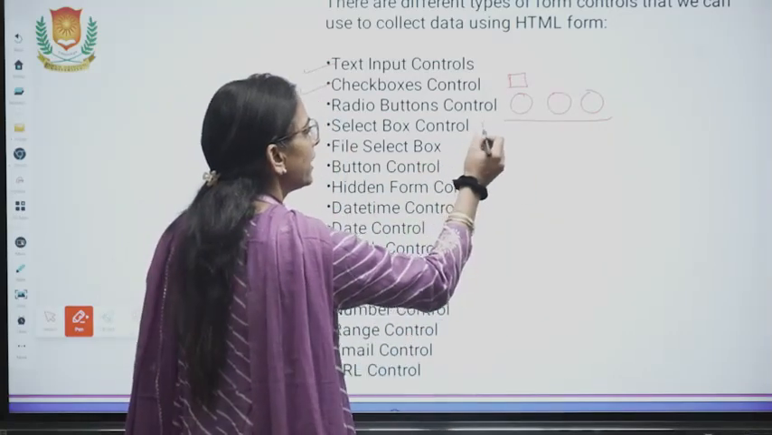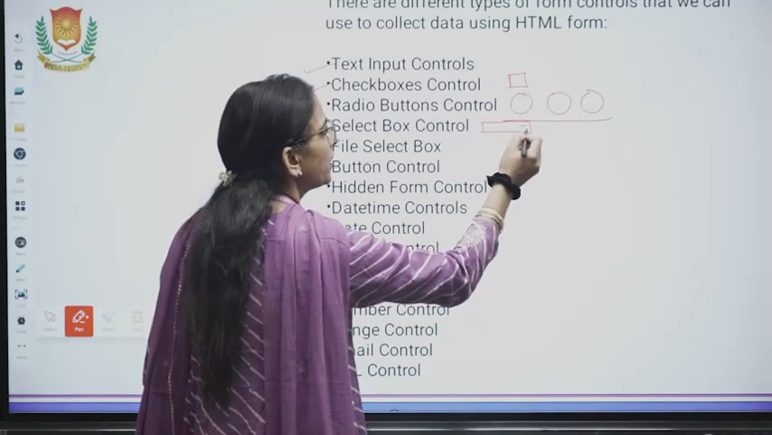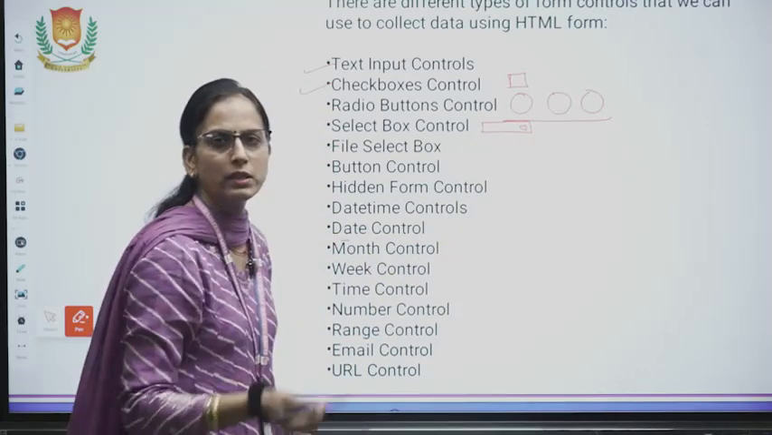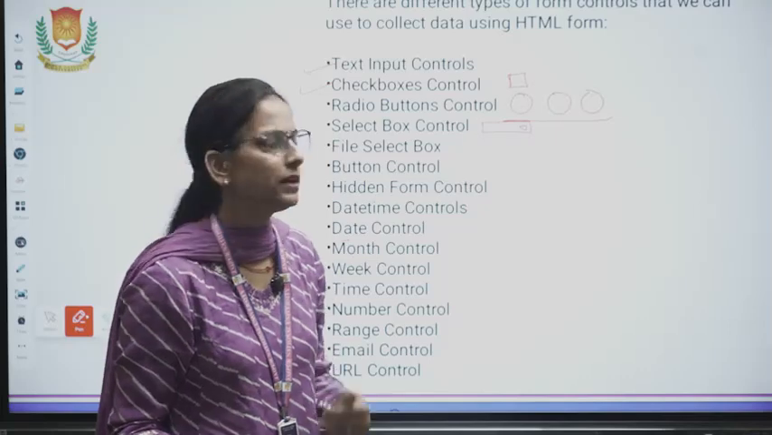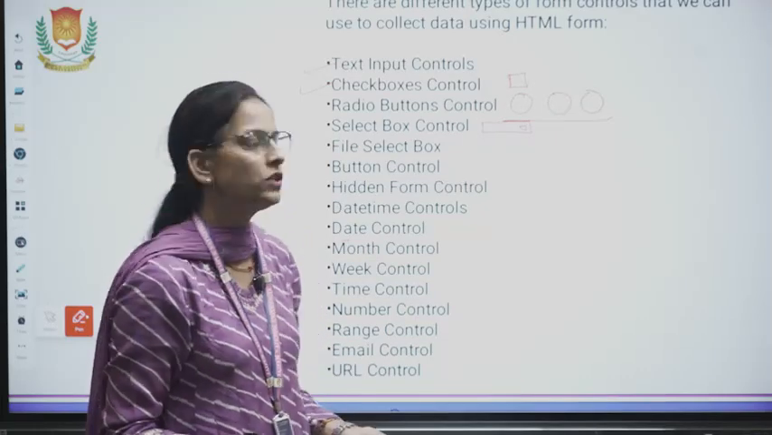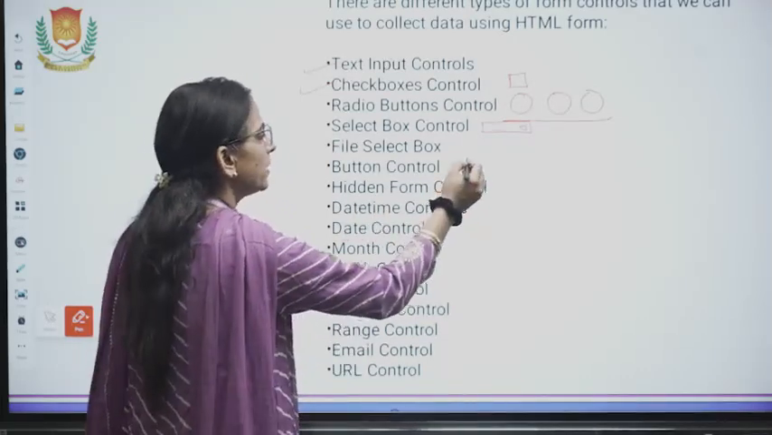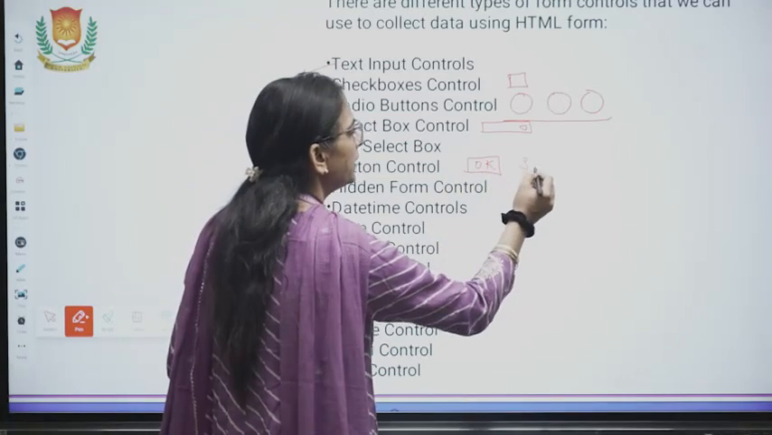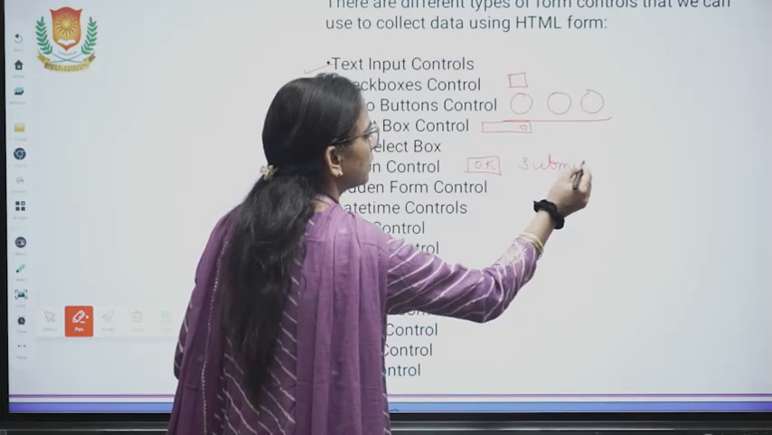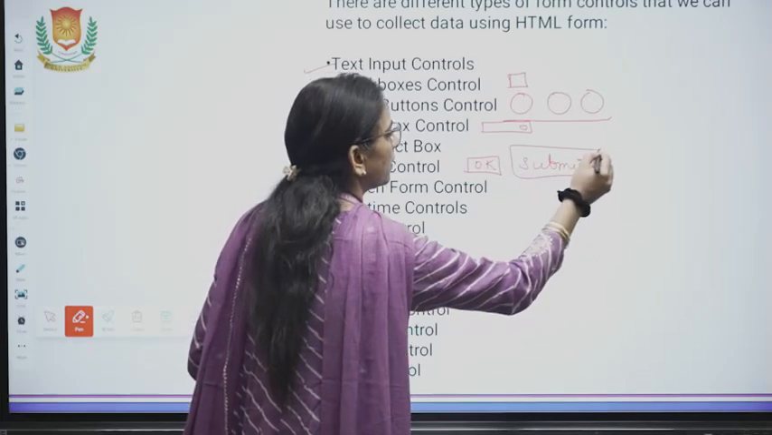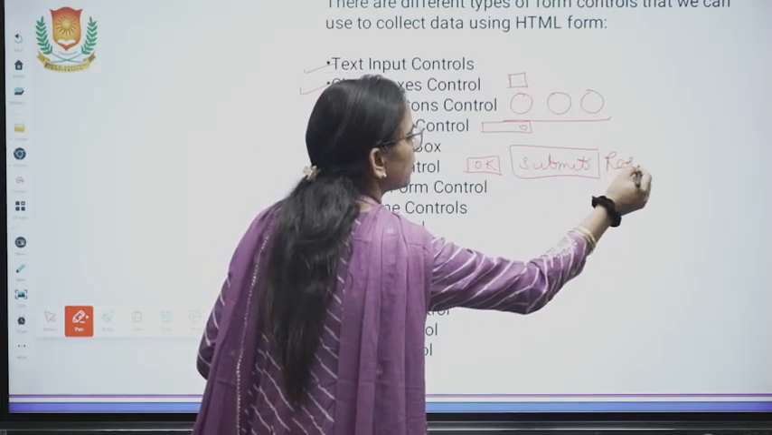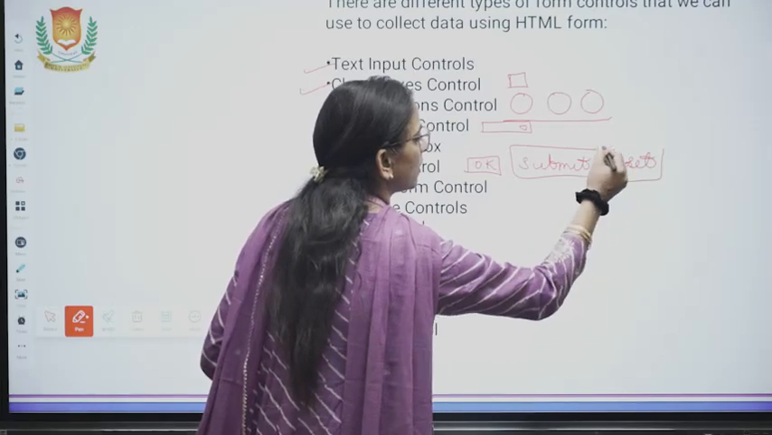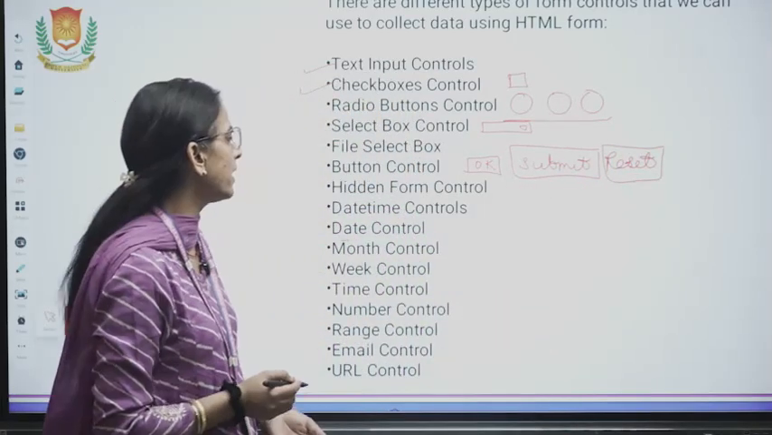Then we have select boxes, drop down list boxes where the drop down list will be displayed. It is another way of giving the information. Then we have button controls where you can create OK, submit, reset. These types of buttons can be created.